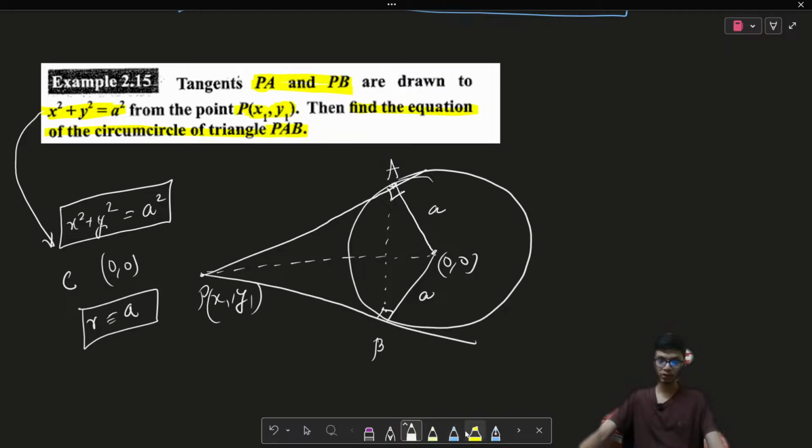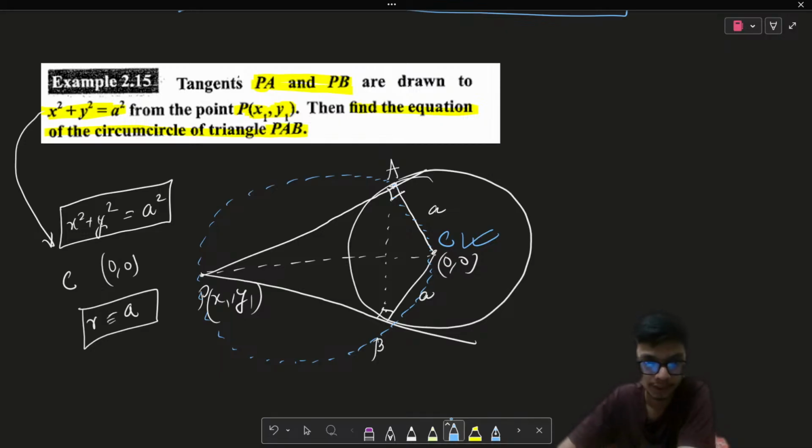If I try to draw that circumcircle, it will be something like this, and we will see soon in our properties that the circumcircle in this particular case always passes through the center of this circle. We will see this property hold true.